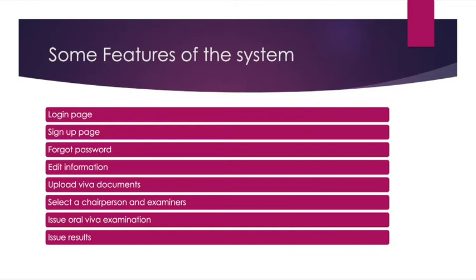Each user will be able to edit his information, for example, the name, major, and so on. The student will also be able to upload the Viva documents. The student's main part in the system is to upload the Viva documents to the supervisor. There are three types of documents that the students need to upload: the dissertation report, presentation slides, and presentation video.